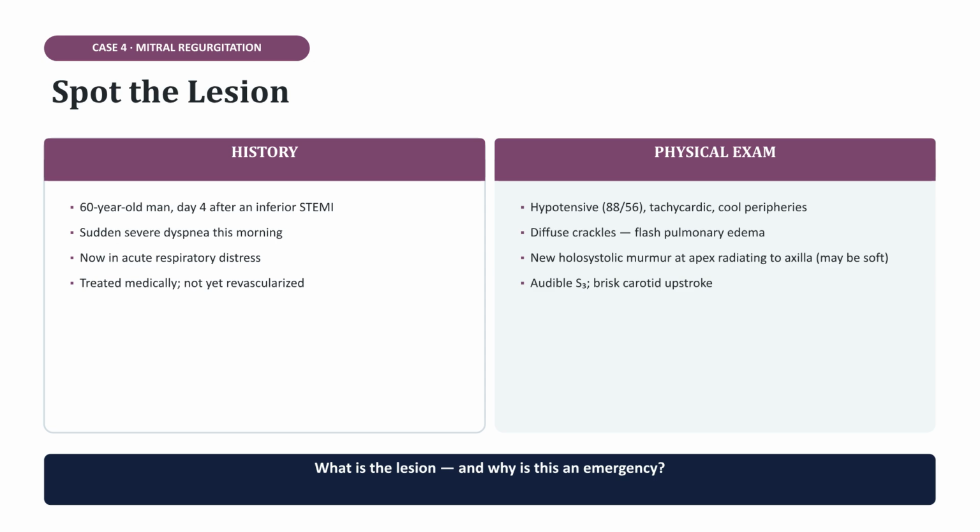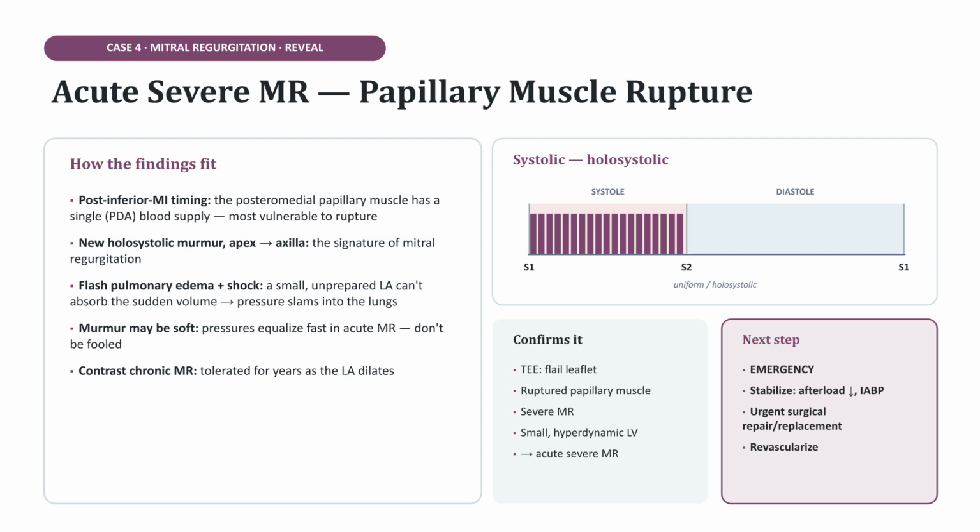Consider this case. A man 4 days after an inferior myocardial infarction presents with sudden, severe respiratory distress. He is in shock, his lungs are filled with fluid, and he has a new systolic murmur. This is acute severe mitral regurgitation due to papillary muscle rupture. The small, unprepared atrium cannot handle the volume, leading to flash pulmonary edema and cardiogenic shock. This is a surgical emergency requiring immediate intervention.